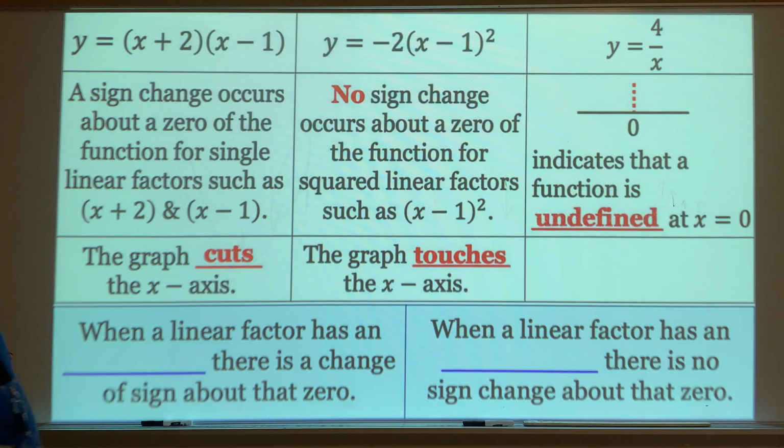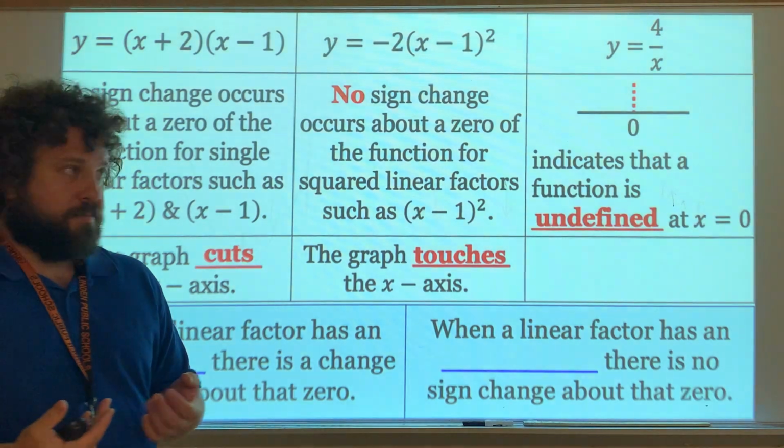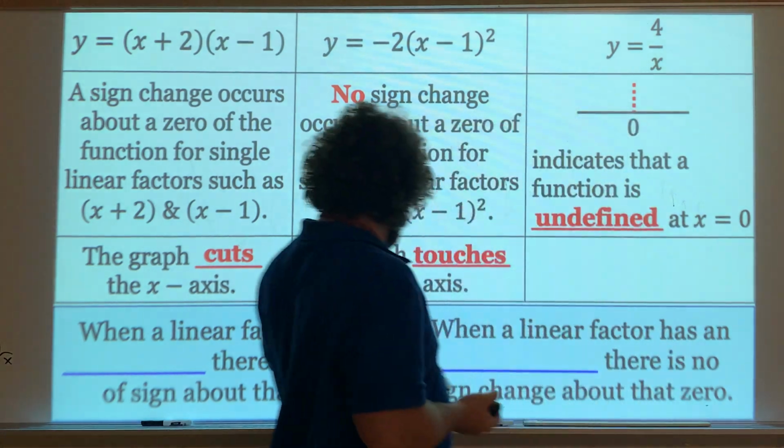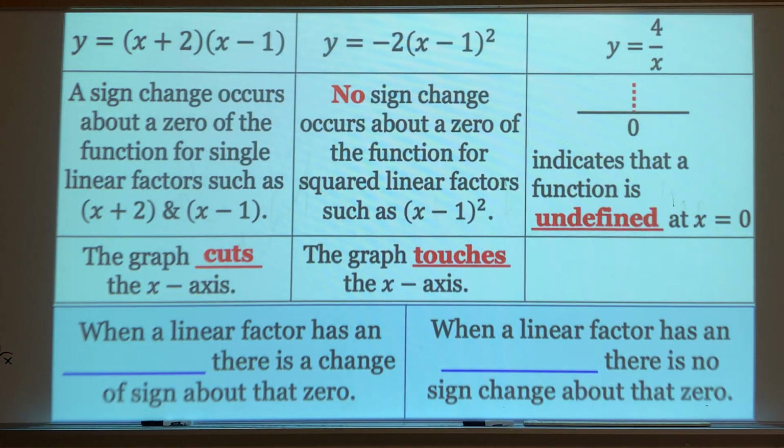That indicates that the function is undefined at x equals 0. So these are the 3 times that you will have a 0. Now, when a linear factor, and also when there's an open circle, that's a 0 as well.